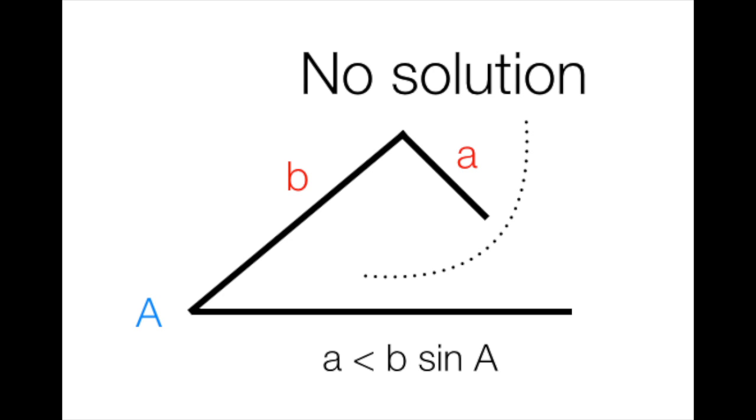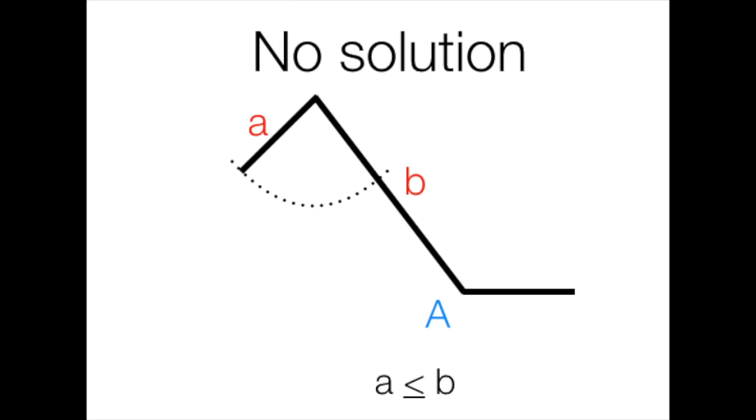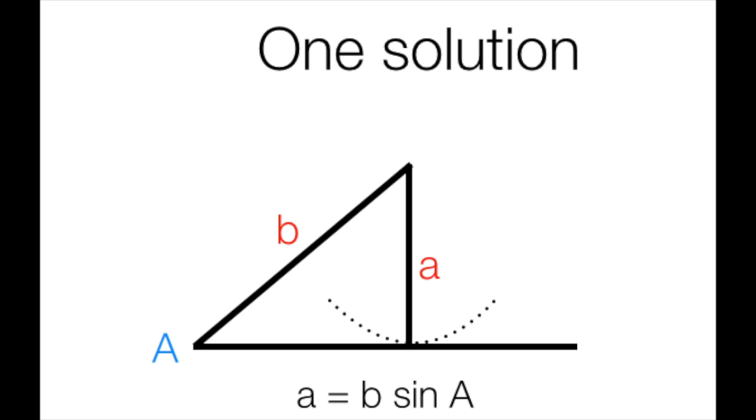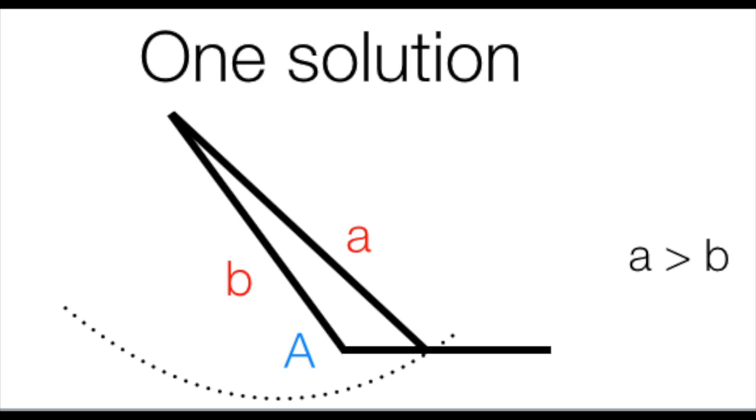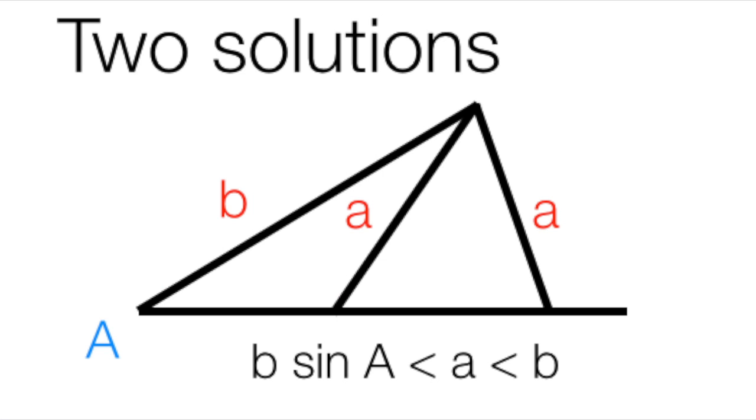The possible outcomes are that there is no solution because a is less than b sine A, there is no solution because a is less than or equal to b, there is one solution because a is equal to b sine A, there is one solution because a is greater than or equal to b, there is one solution because a is greater than b, or there are two solutions because b sine A is less than a, which is less than b.